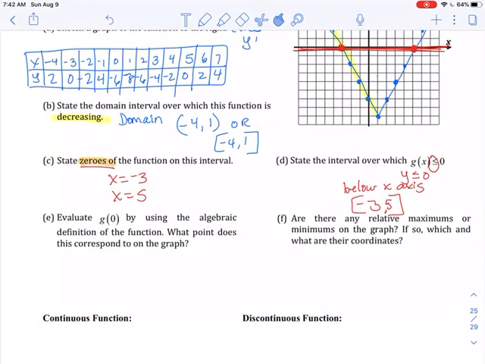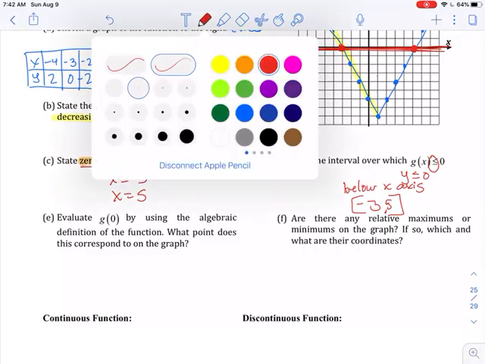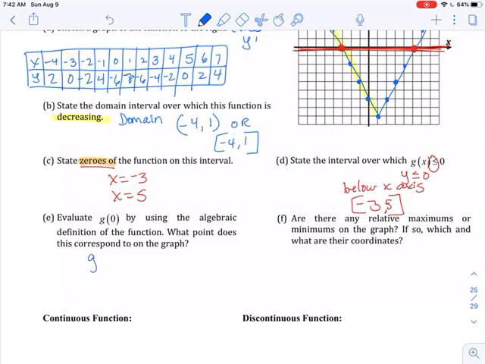Evaluate g of 0 by using the algebraic definition of the function. What point does this correspond to on the graph? All right, so g of 0 equals 2 times absolute value of 0 minus 1, minus 8. This is 2 times absolute value of -1. Absolute value of -1 is +1. So 2 times 1 minus 8 is -6.